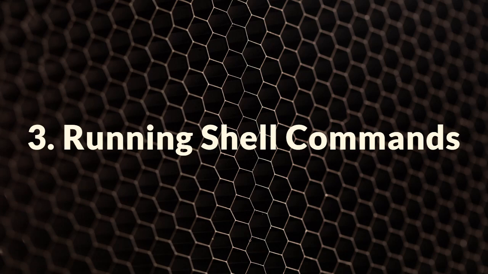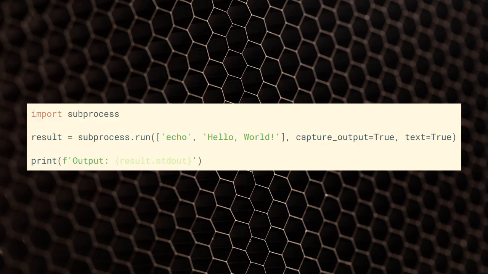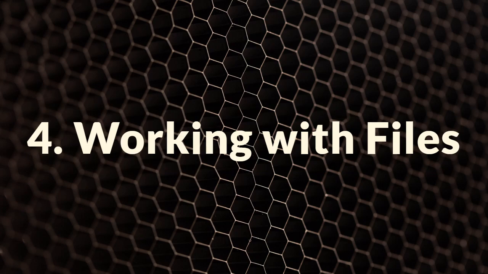Next, let's learn how to run shell commands with Python. The subprocess module allows us to execute shell commands from within our Python script. Here is an example that demonstrates how to use the run function to execute a shell command. In this example, we import the subprocess module and then use the run function to execute the echo command with an argument hello world.